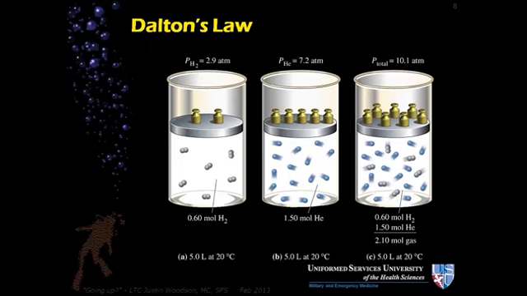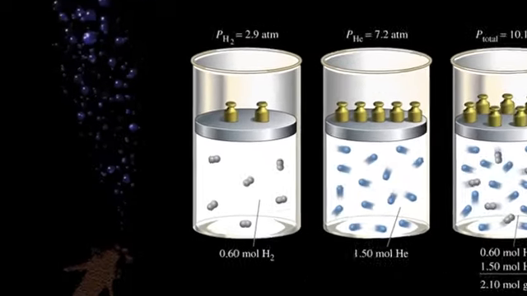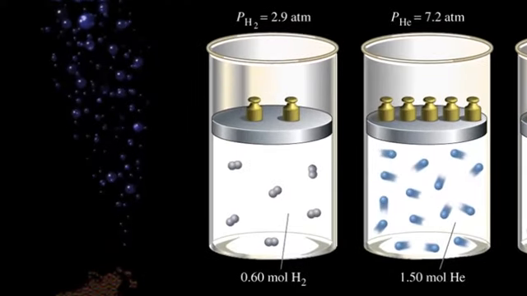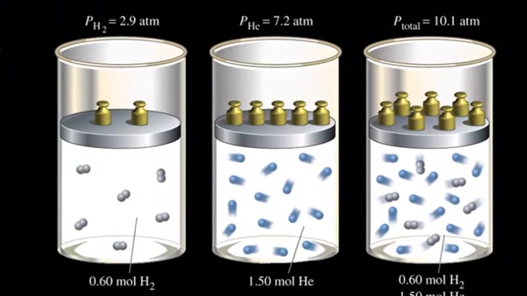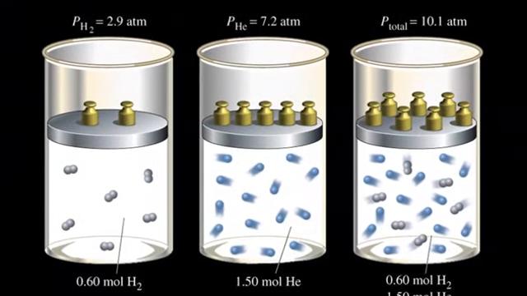Now, if you look at the beaker on the left, what you see is one gas. We have several molecules of hydrogen gas here. If you look at the one in the middle, we're dealing with the second gas, which is helium.